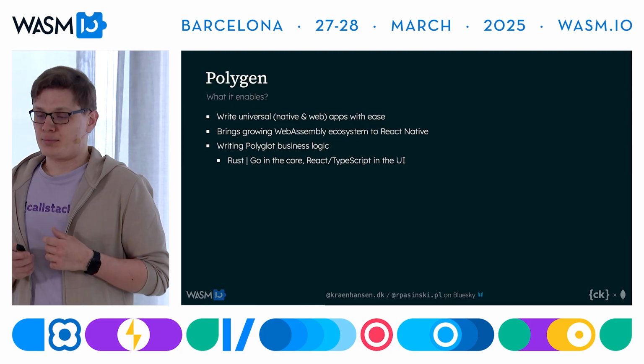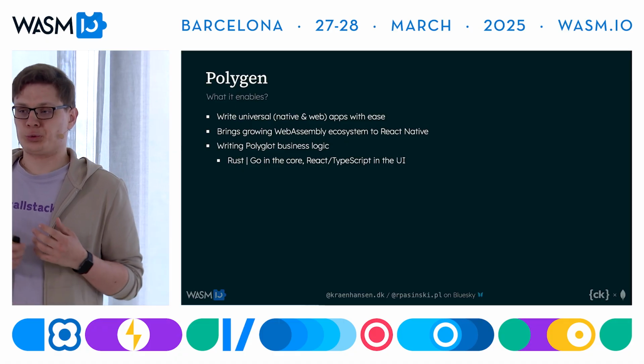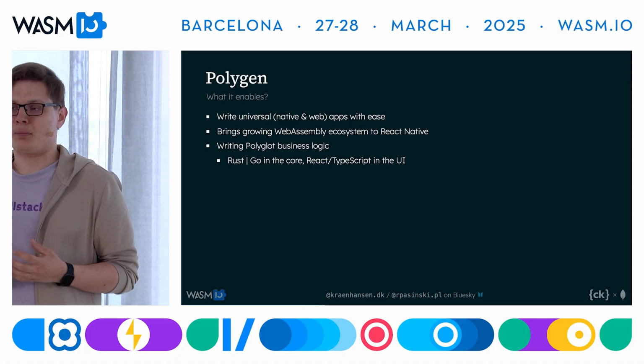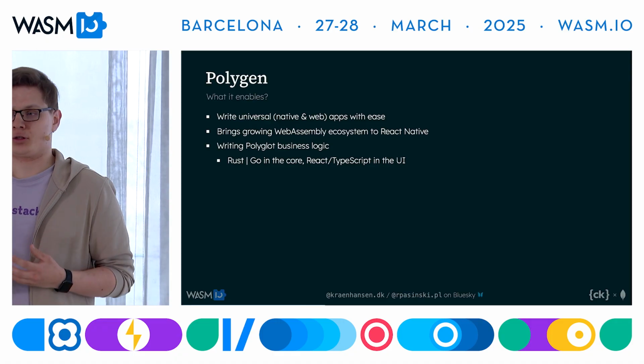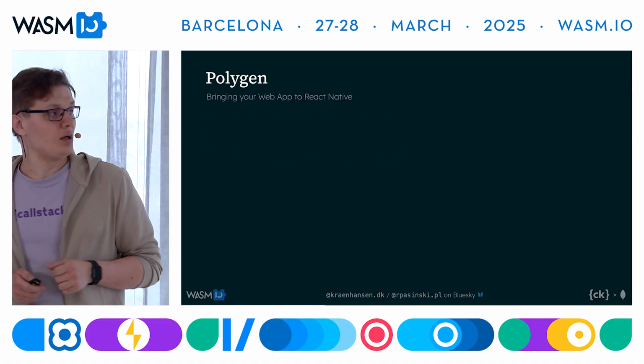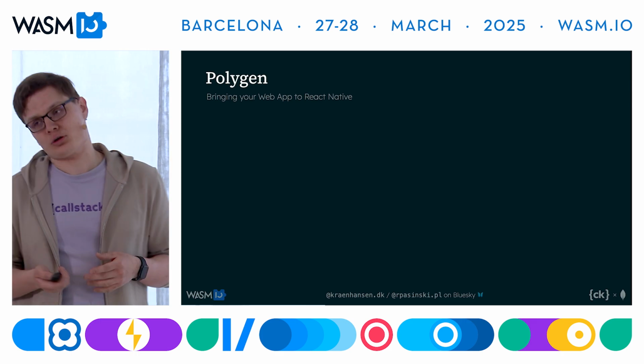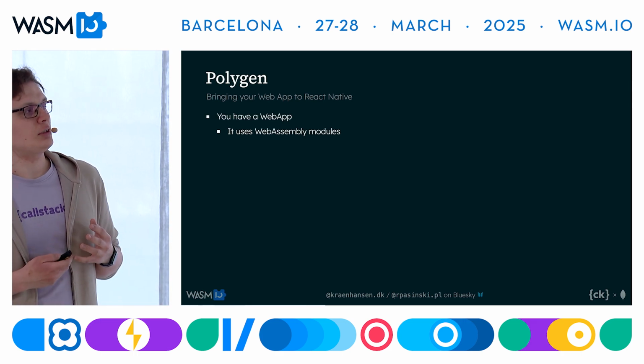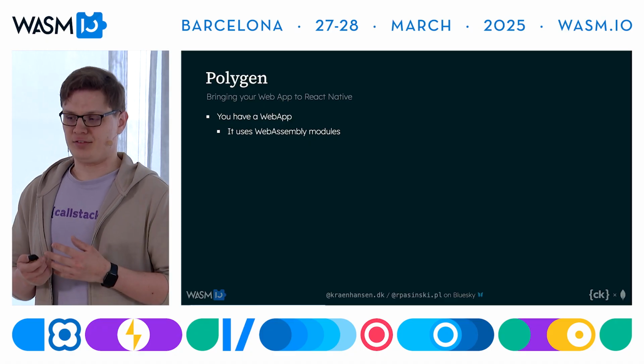Obviously, we get the best of both worlds, because we can use React for UI, which we see as the best fit, and everything else that compiles to WebAssembly to actually write your business logic. For example, you could use Rust or Go in the core and just our favorite stack, which is React and TypeScript, just for the native UI.